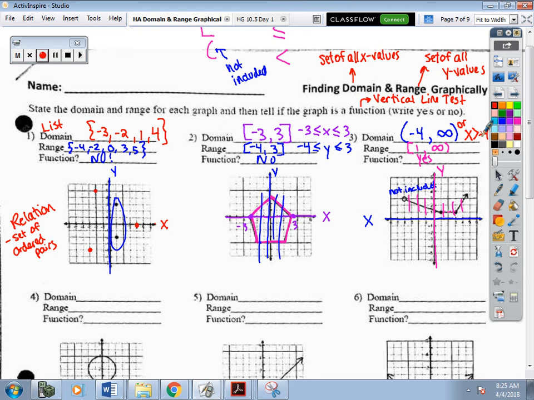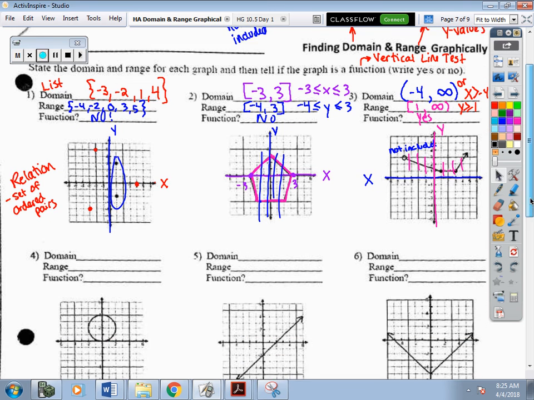And I like to show both because sometimes on the SAT, they give you one method versus the other, and I want you to be comfortable with viewing both of them. You only have to be able to write one of them on your own, whichever one you like. And this one would be y is greater than or equal to 1, if you were to write it as an inequality.